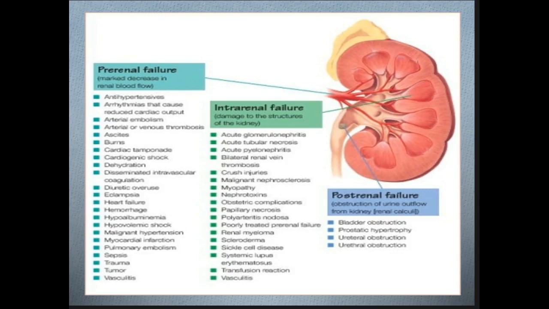In post-renal failure, or acute kidney injury, the patient has an actual obstruction that causes the acute renal failure. Any condition that prevents urine excretion can lead to post-renal acute kidney injury. BPH is the most common precipitating factor, as well as renal or urinary tract calculi and tumors.